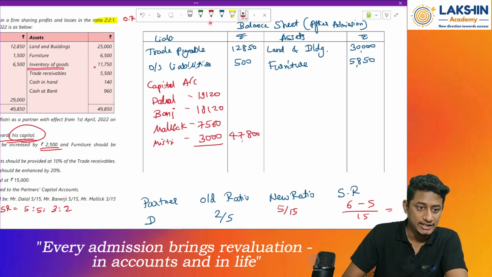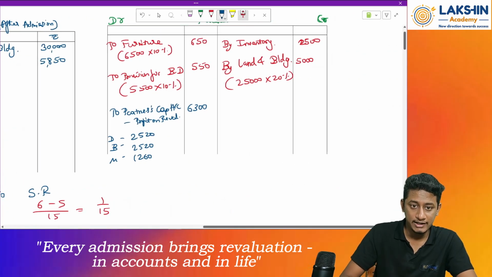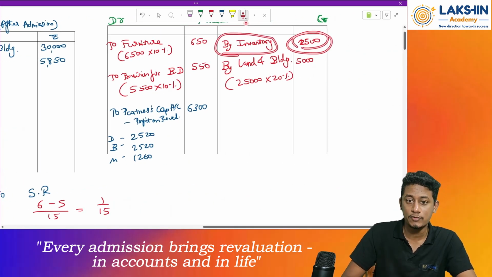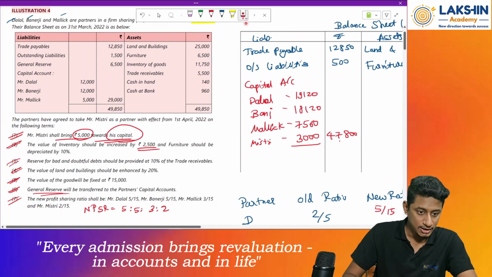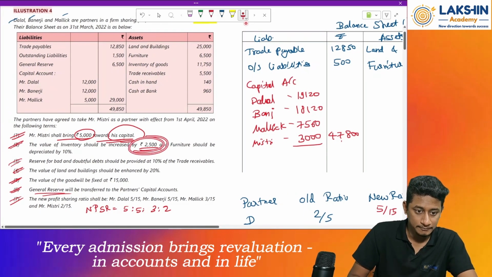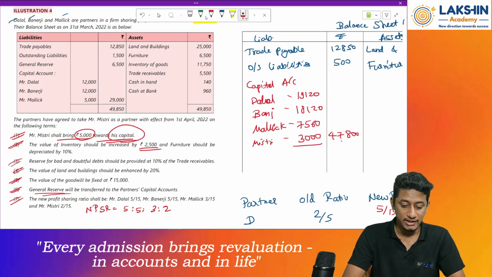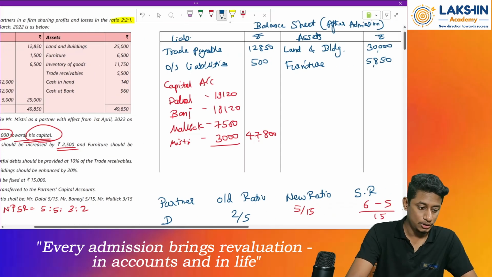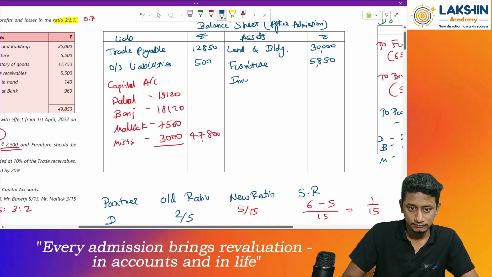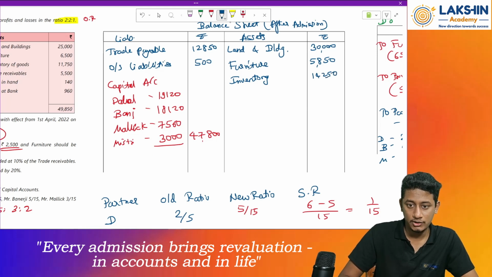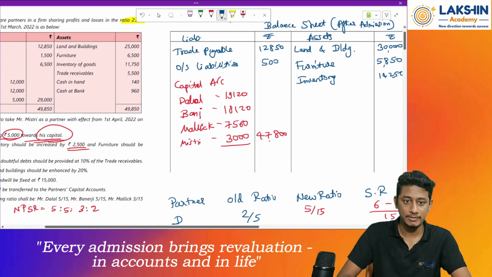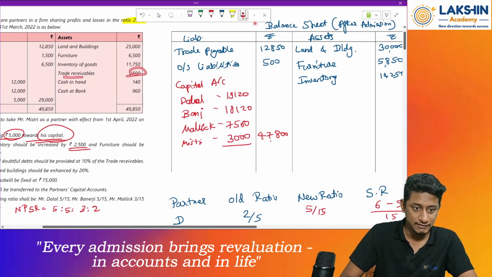Then next, inventory. Any changes in inventory? Yes, sir. Go back to the revaluation account. For inventory, there was an increase of rupees 2,500. So 11,750 plus 2,500 would be 14,250. Next, trade receivables. There was a decrease because of what?